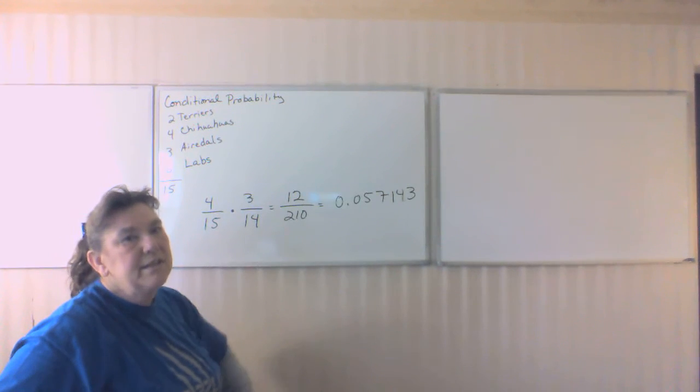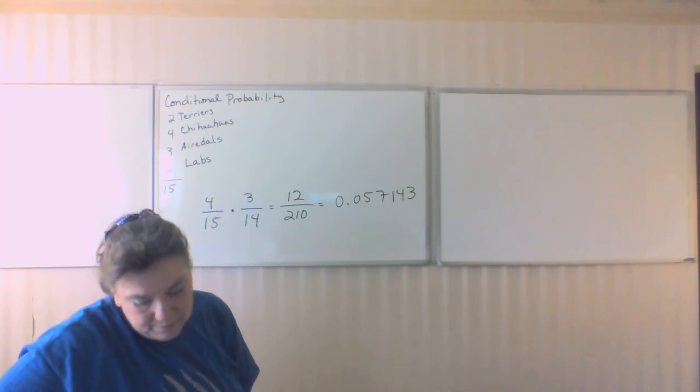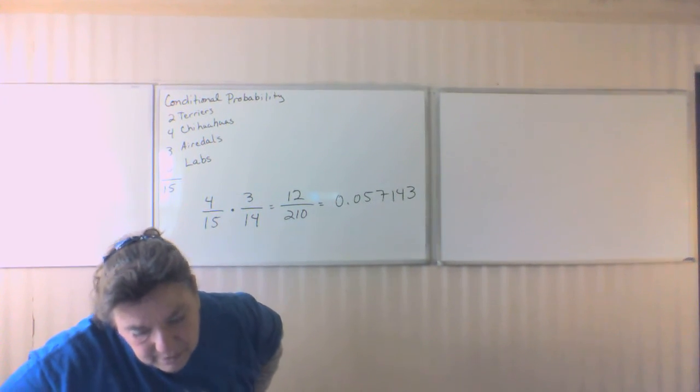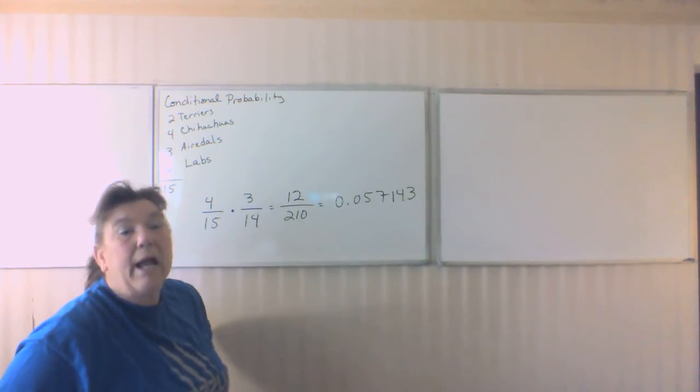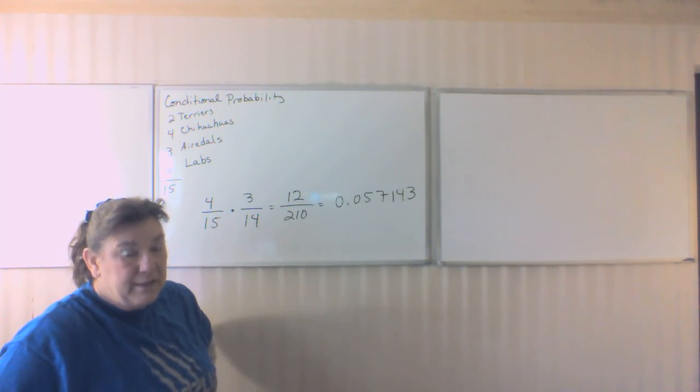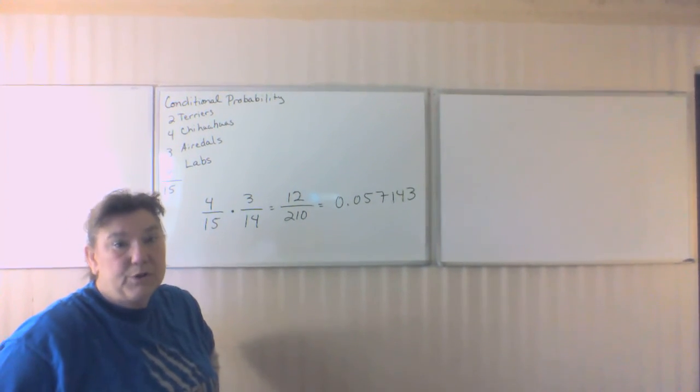So there's a conditional type of a probability that you can use. And that's going to happen on number 28, problem 28 in this particular assignment. So hopefully that helps you do number 28.